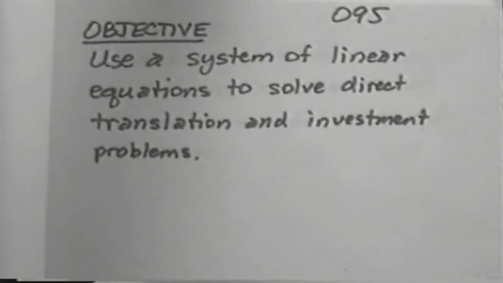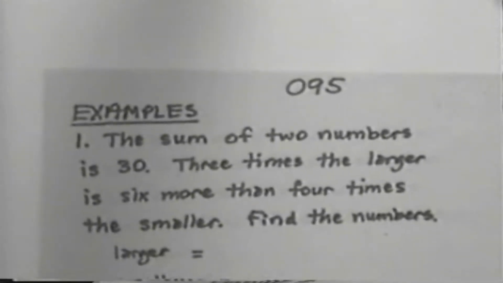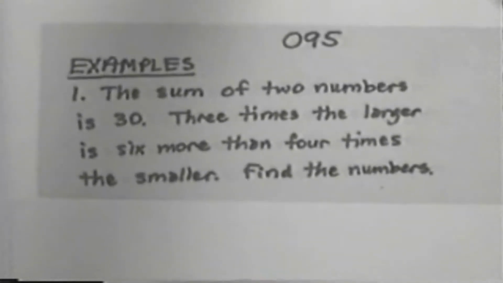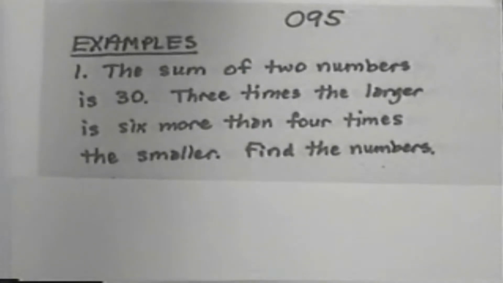Let's take a look first at an example. This example says the sum of two numbers is 30. 3 times the larger is 6 more than 4 times the smaller. Find the numbers.